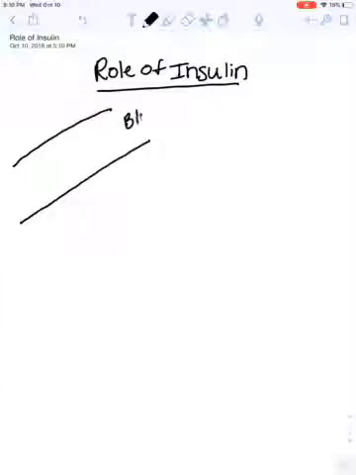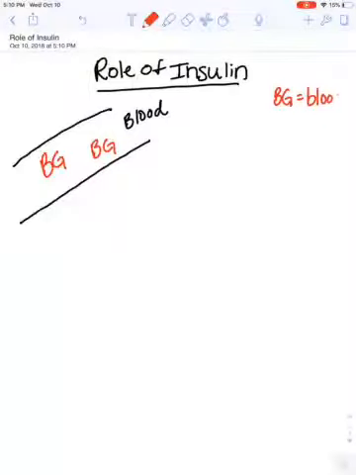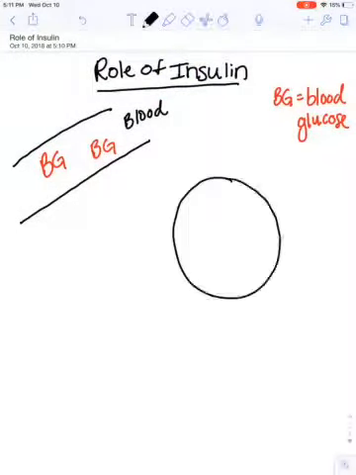So this is our bloodstream. And we have blood sugar. So I'm going to put blood glucose as the abbreviation. So blood glucose, we'll just put over here, Bg equals blood glucose. We have to get this glucose from the bloodstream inside of the cell. So here's our cell.